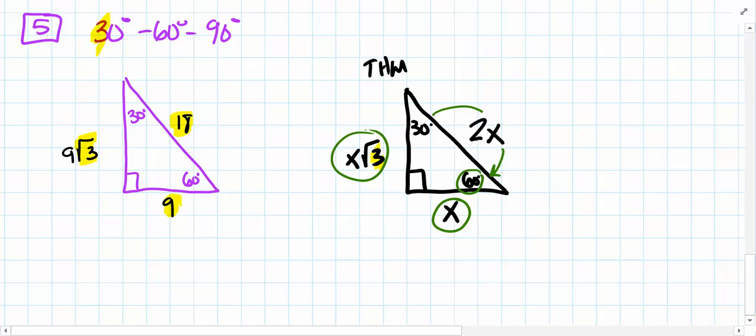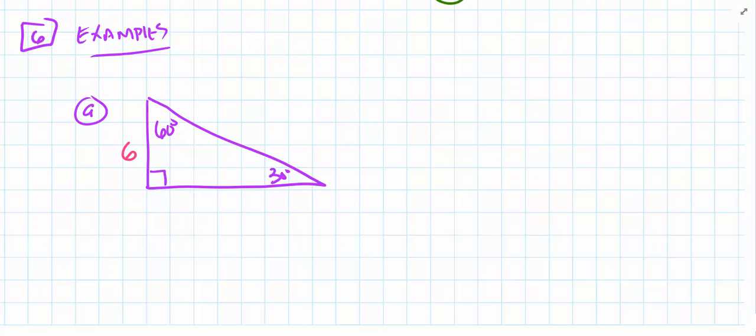So the key to getting this right is to find the shortest side. Find the shortest side, label that x. Go to the hypotenuse, that's double x. The other side has to be x rad 3. That's the key.